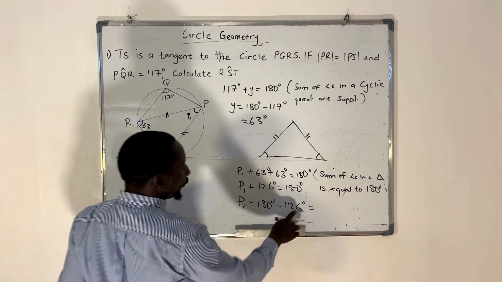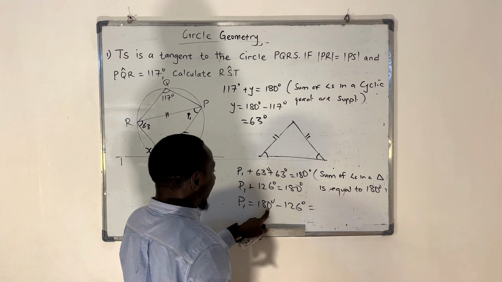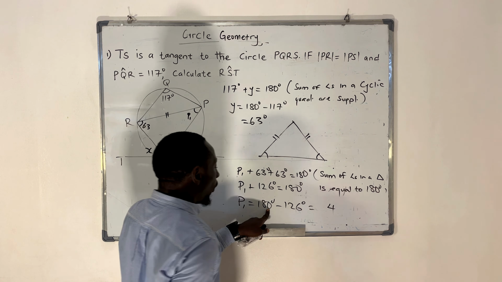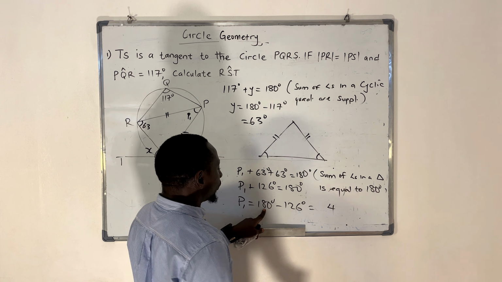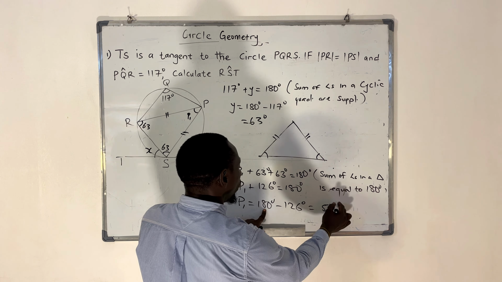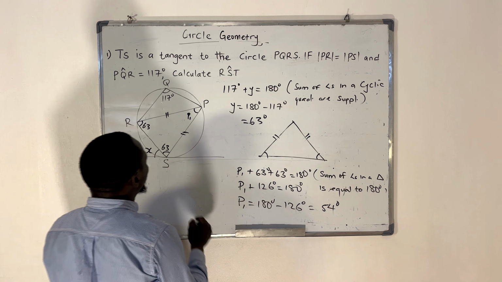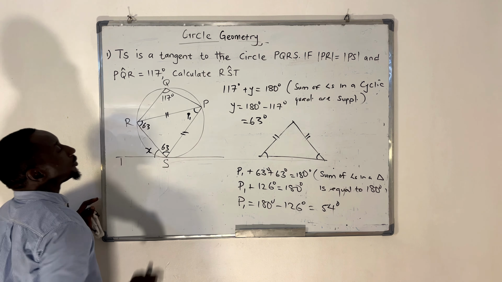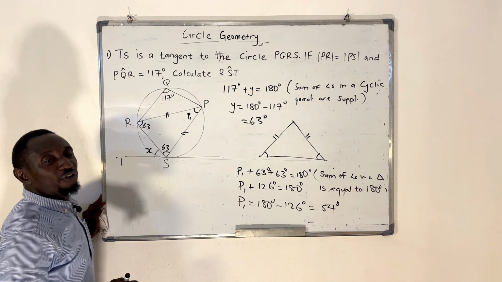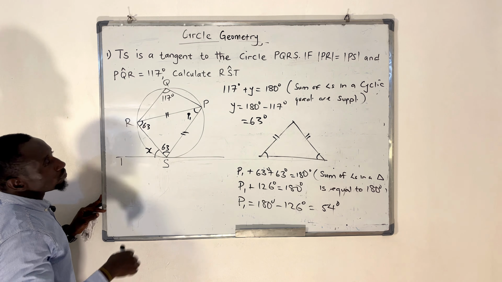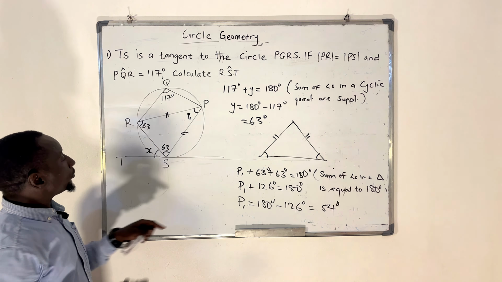If you subtract, borrow 1, this is 10. 10 minus 6, this is 4. Now you are left with 7 here. You have 54 degrees. Now it means P1 is equal to 54 degrees. Now, applying that theorem.